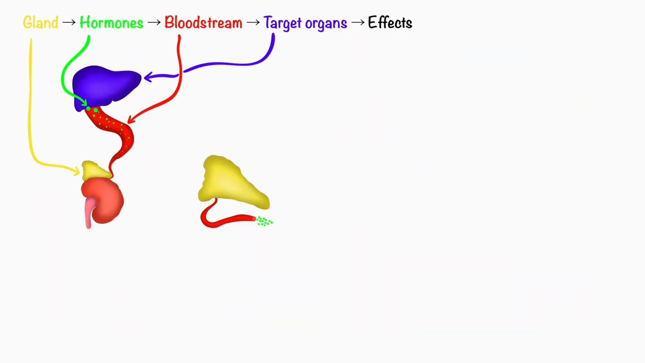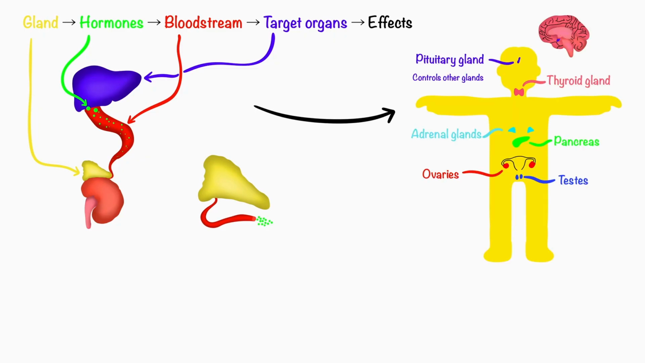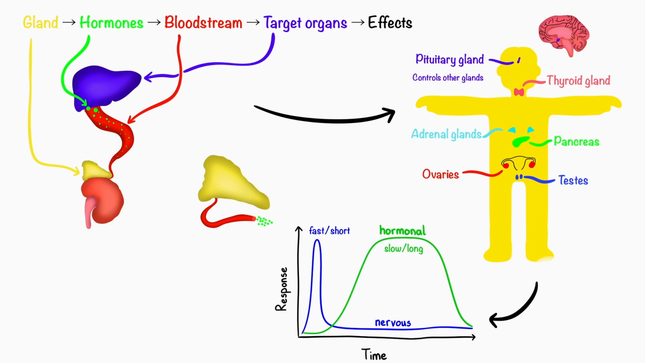Let's begin by going over what we'll cover. First, we'll examine what hormones are and how they function. Next, we'll look at the major endocrine glands and their roles. Finally, we'll compare hormonal and nervous communication.